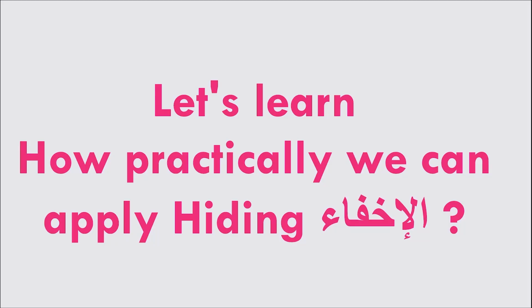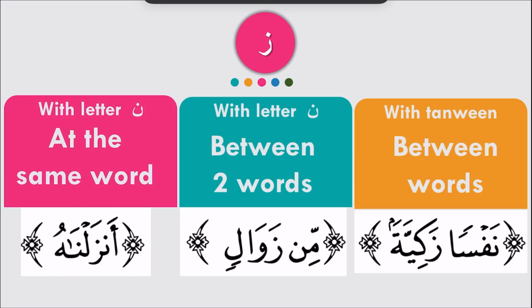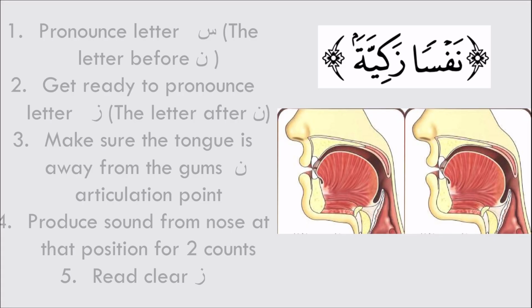Let's learn how practically we can apply al-Ikhfaa. Today we are going to practice with letter Zaa. As we always mention, we are going to practice Ikhfaa with letter Zaa, so we need to look at the three elements that we have. But before this, we always have three probabilities of Ikhfaa. Maybe Ikhfaa comes with tanween, or maybe the Ikhfaa happens between two different words, or maybe it happens at the same word. So let's practice the examples that we have.